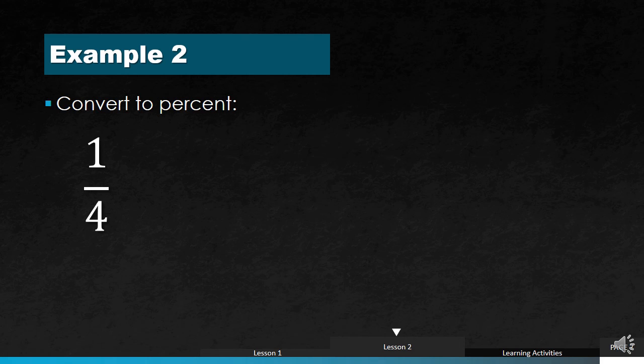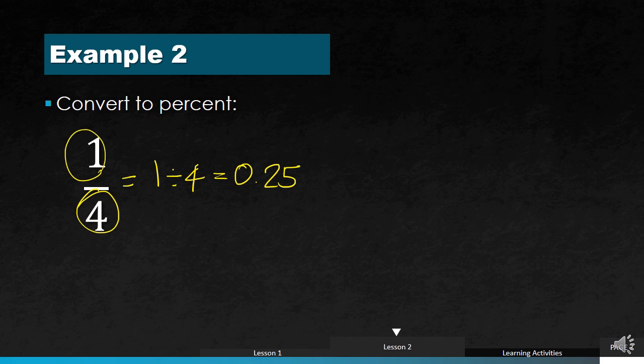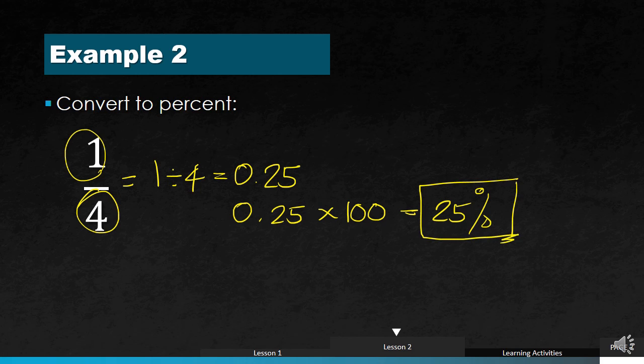Okay, so in example number 2, again, we need to convert 1/4 into percent. Using the same procedure, we divide first 1 over 4. So 1 divided by 4 gives you 0.25 on your calculator. So convert this to decimal first, and then you convert this to percent by multiplying 0.25 by 100, and you have 25%. So this is your final answer. So 1/4 is equivalent to 25%.